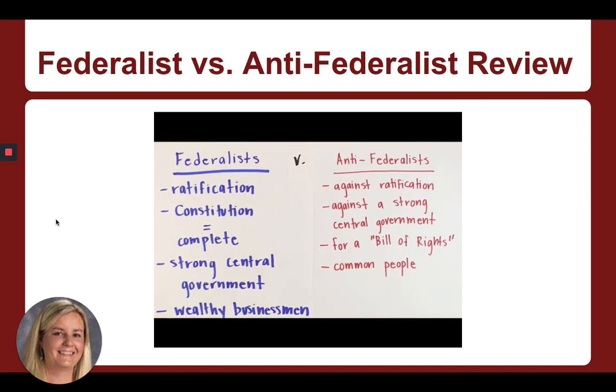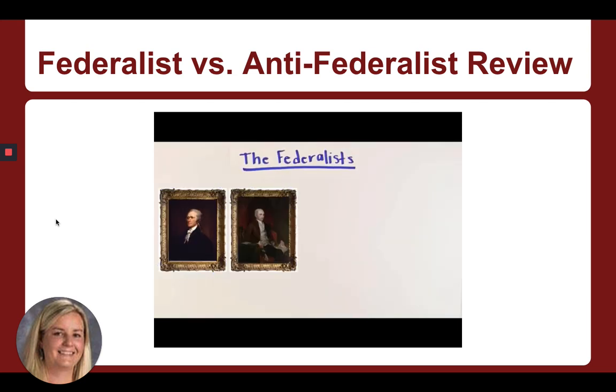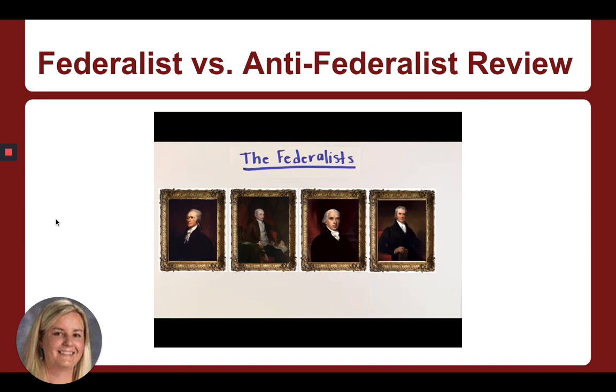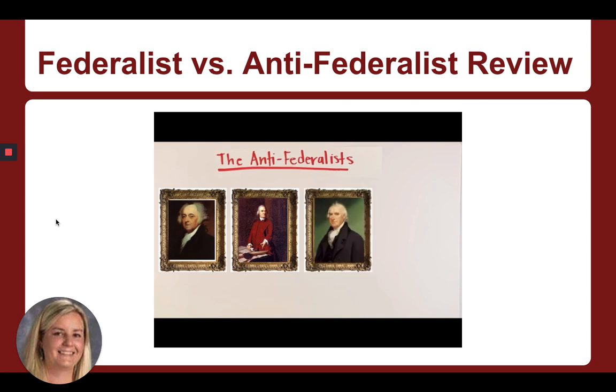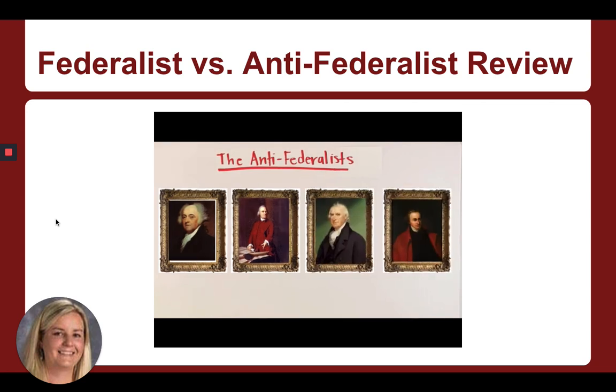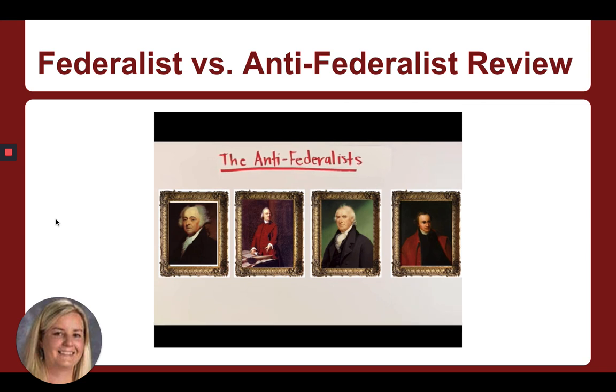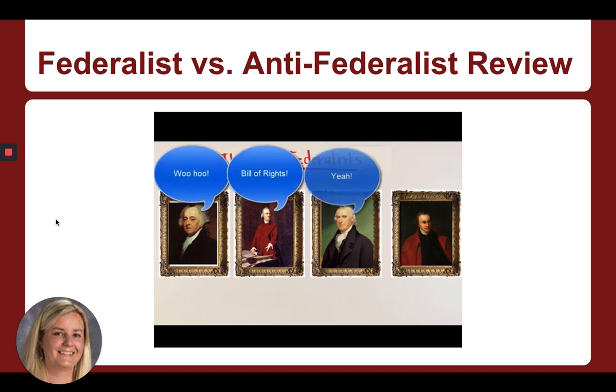Let's review. The Federalists were for ratification. They felt the Constitution was complete and they were for a strong central government. Usually they were wealthy businessmen. In contrast, the Anti-Federalists were against ratification. They were afraid of a strong central government and wanted a Bill of Rights. They were mostly common people. Alexander Hamilton, John Jay, James Madison, and John Marshall were all Federalists. John Adams, Samuel Adams, George Clinton, and Patrick Henry were all Anti-Federalists. In the end, the Anti-Federalists won out and a Bill of Rights was added to the Constitution.